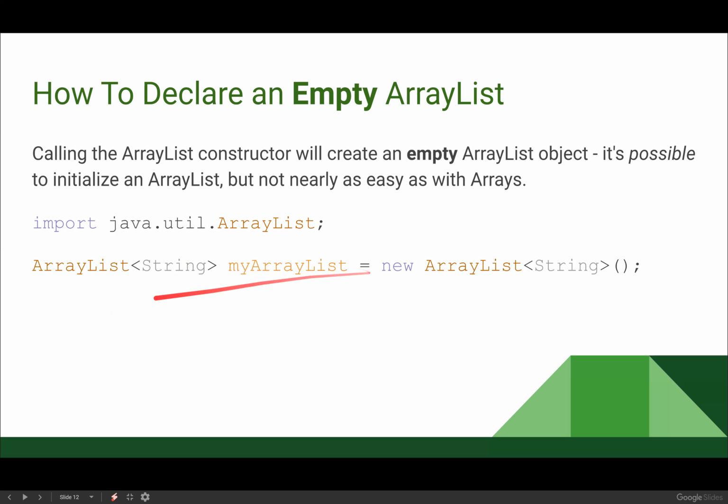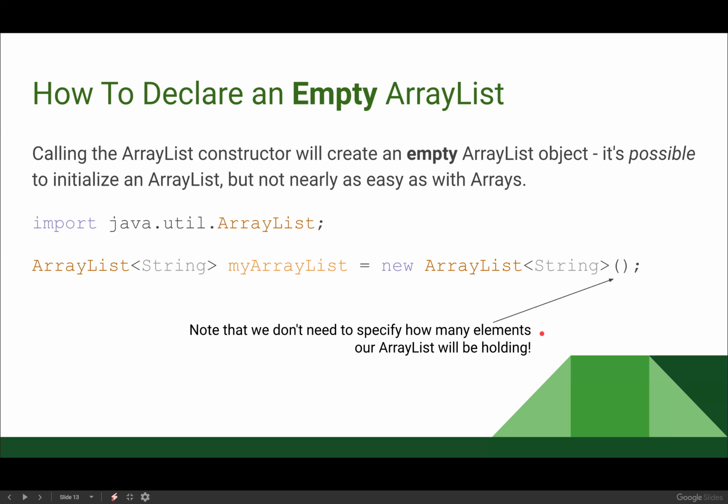So we have that declaration and initialization line. Note, we don't need anything inside those parentheses. We don't need to say how many elements our array list is going to hold, because that is completely changeable. We do not need to determine anything. So that is how we create an empty array list.